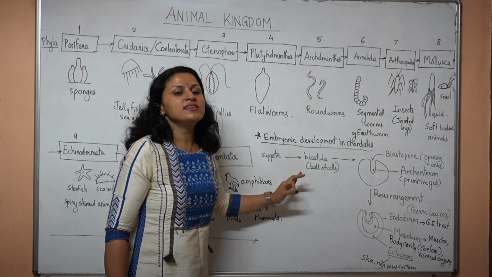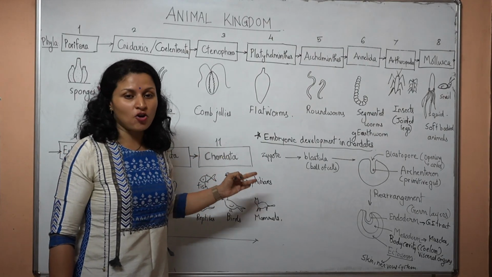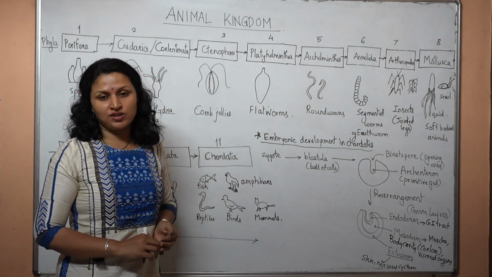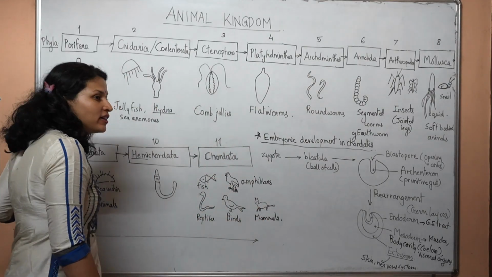This is what happens in the embryonic development of the chordates. Three germinal layers are formed: ectoderm, mesoderm, endoderm. In who? In the chordates. Is it the case with all these phyla?